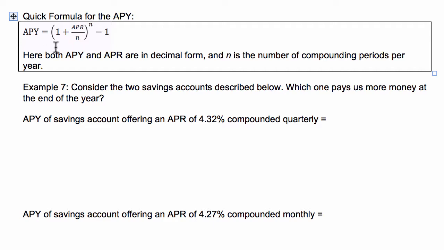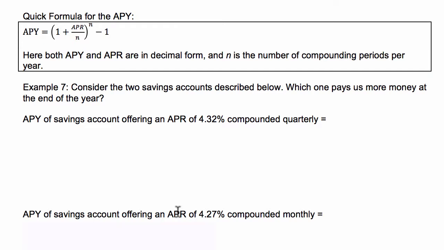APY equals the quantity 1 plus APR over n to the nth power minus 1. Here, both APR and APY are in decimal form, and n is the number of compounding periods per year.